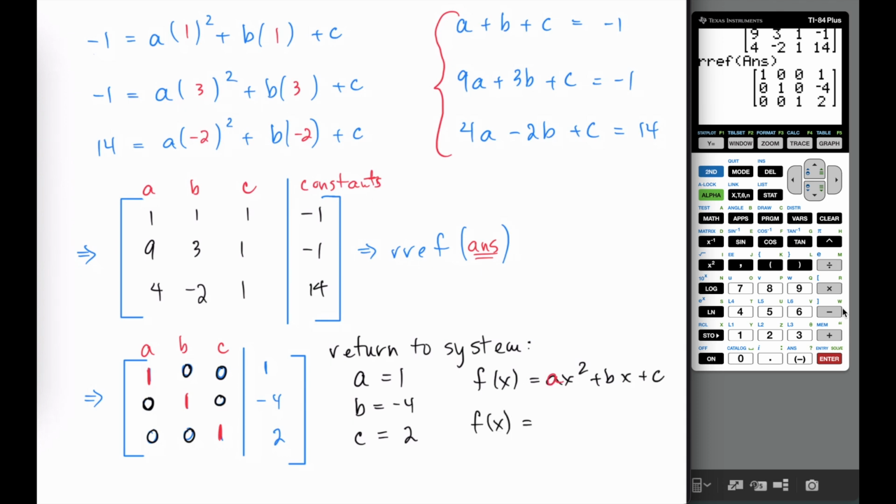A is the coefficient on x squared, and we found a to be 1, so our first term is just going to be 1x squared. B is the coefficient on x, and we found our b to be negative 4, so that's going to be minus 4x. C is the constant value in the quadratic, and we found our value of c to be positive 2, so we have plus 2 on the end here, and this is the quadratic function that we were asked to find.